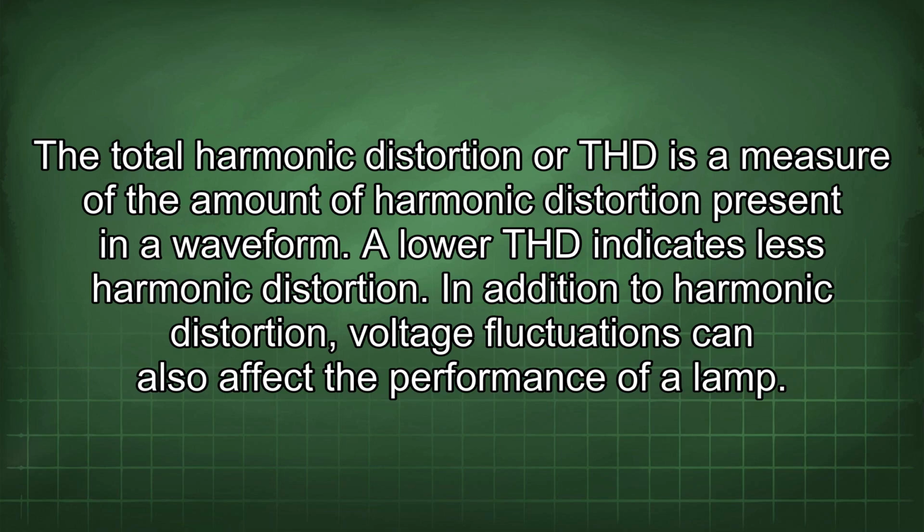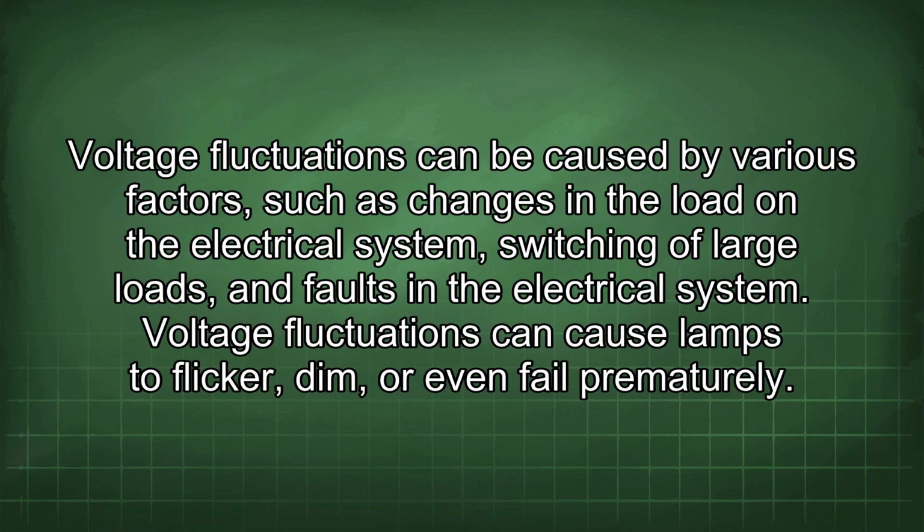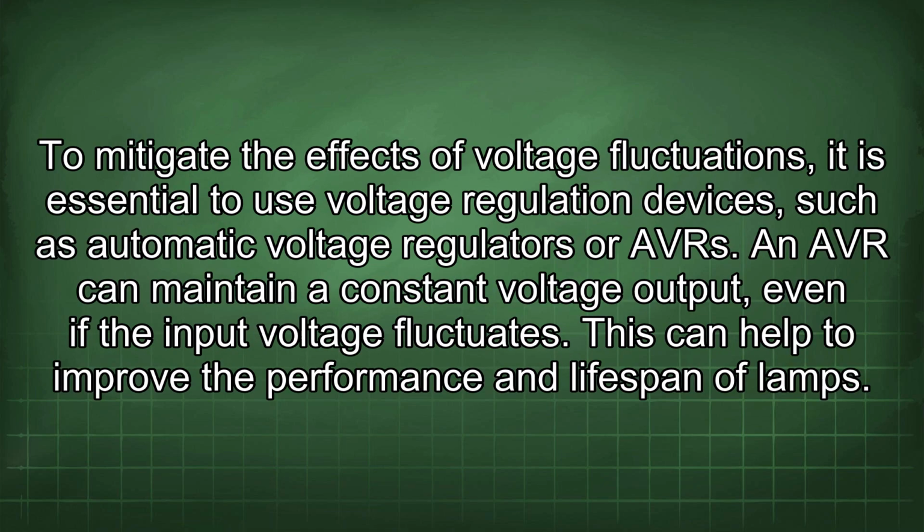In addition to harmonic distortion, voltage fluctuations can also affect the performance of a lamp. Voltage fluctuations can be caused by various factors, such as changes in the load on the electrical system, switching of large loads, and faults in the electrical system. Voltage fluctuations can cause lamps to flicker, dim, or even fail prematurely. To mitigate the effects of voltage fluctuations, it is essential to use voltage regulation devices such as automatic voltage regulators, or AVR. An AVR can maintain a constant voltage output even if the input voltage fluctuates. This can help to improve the performance and lifespan of lamps.